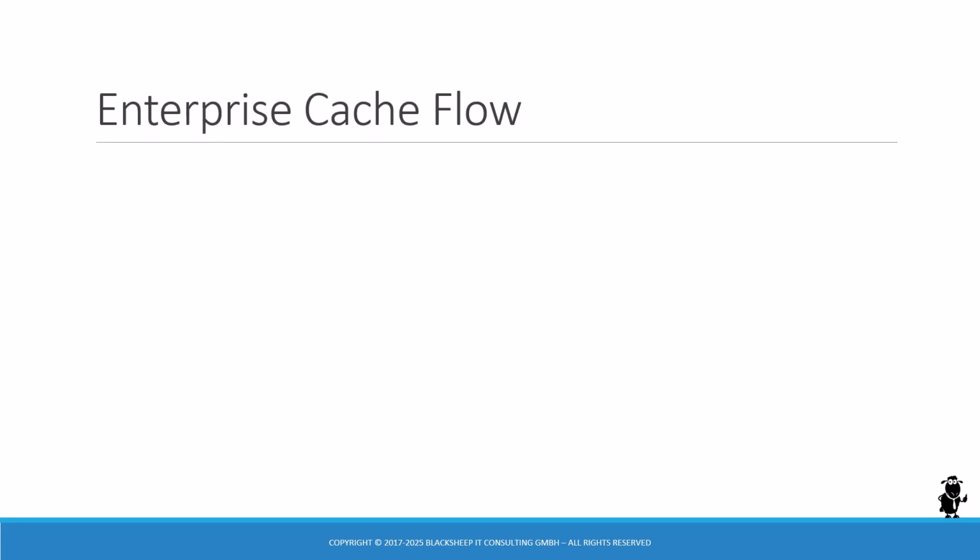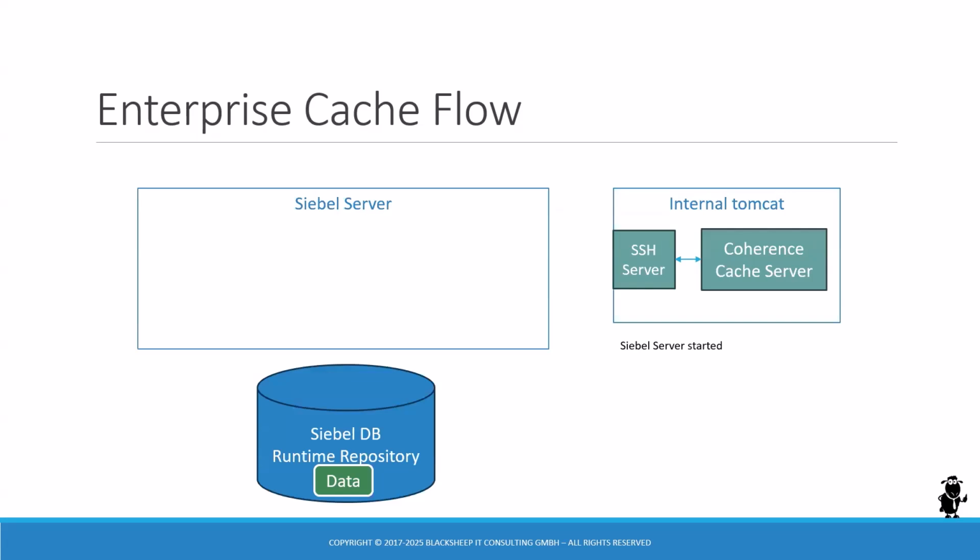Yeah, and thanks so much to Kerry, Brian, everybody who chimed in here for providing detail, which gave me time to look up a slide, which I have now here. So this is the cache flow that Brian described in my silly graphics. The Siebel server starts up, for example, and the cache is situated in an internal Tomcat where you deploy it. There's also SSH involved for the communication, and the Coherence cache server sits here as a Java program.